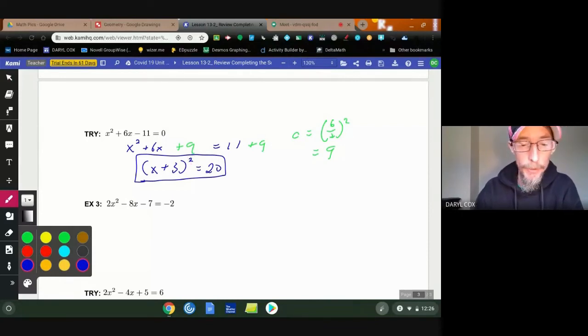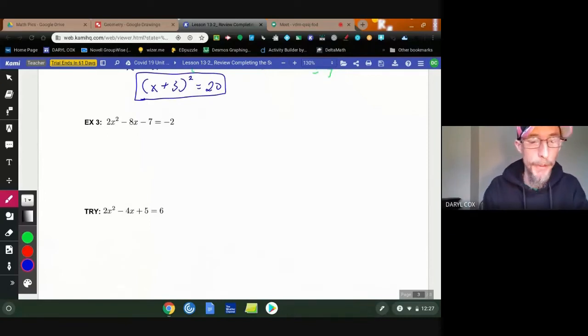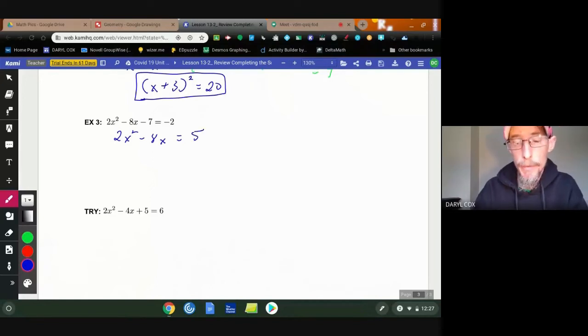Okay, excellent. So far, so good. If you had trouble with that, try doing it again. See if you can do a little better now. Let's try another example and see how this one is different. This time, I do have a leading coefficient. Okay, so I'm going to start off the same way. 2x squared minus 8x, and I'm going to move my 7 to the other side. That gives me 5. But this time, my leading coefficient is 2.